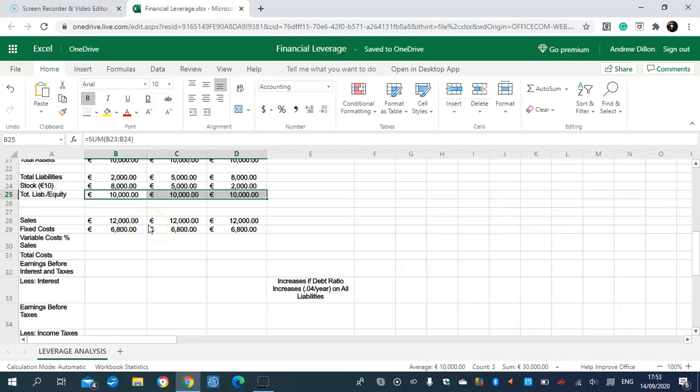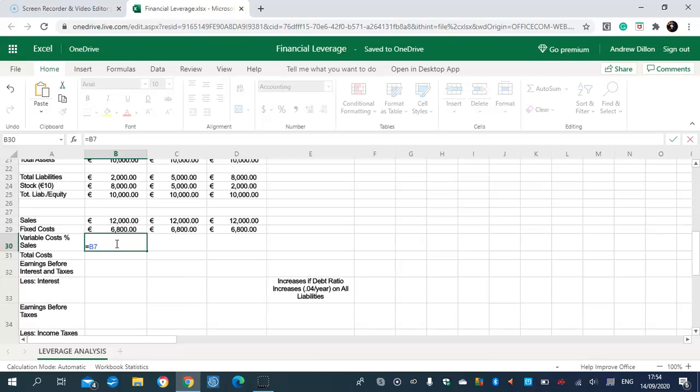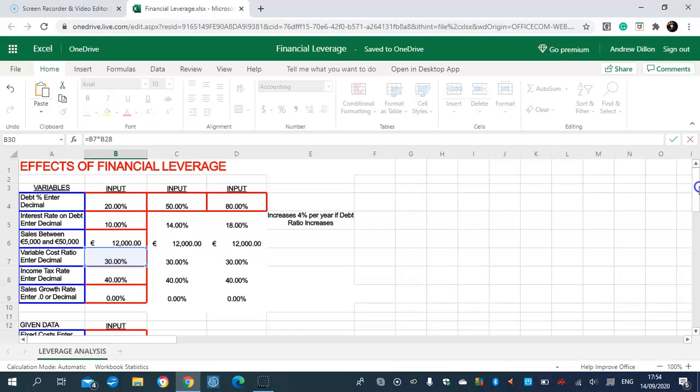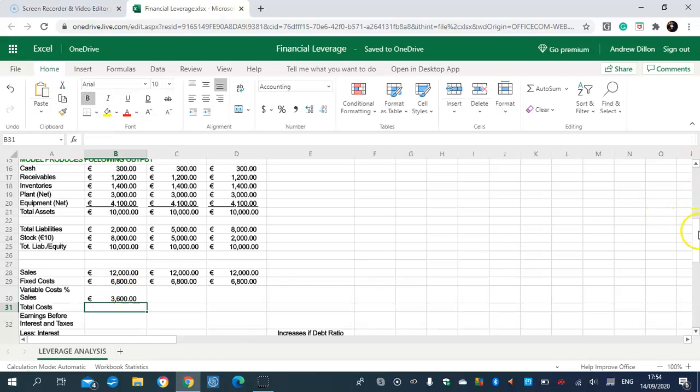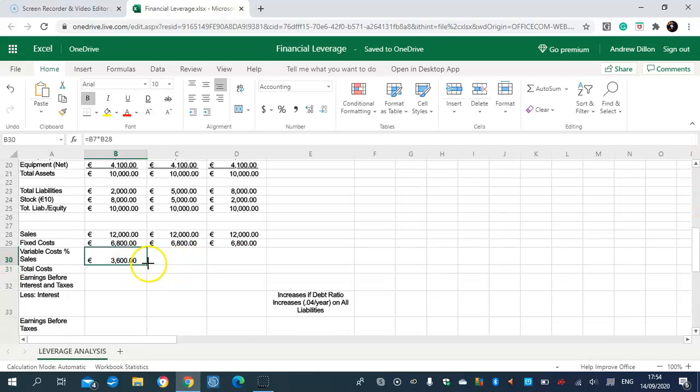Now I'm going to go down to the sales section. I need to calculate the variable costs as a percentage of sales. So variable cost ratio, enter decimal, multiplied by sales. Now let's calculate and find the total costs.